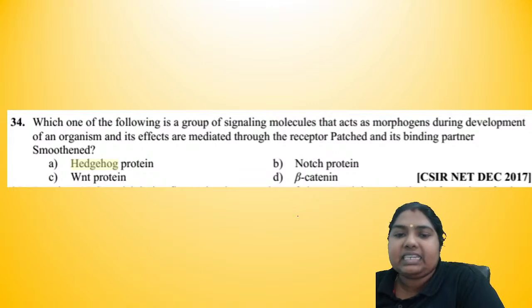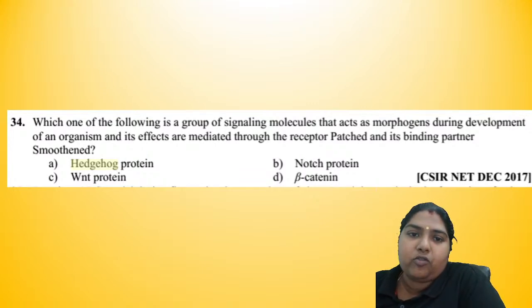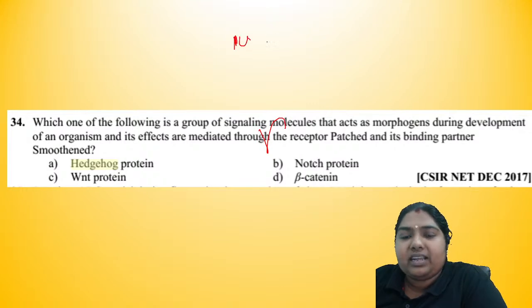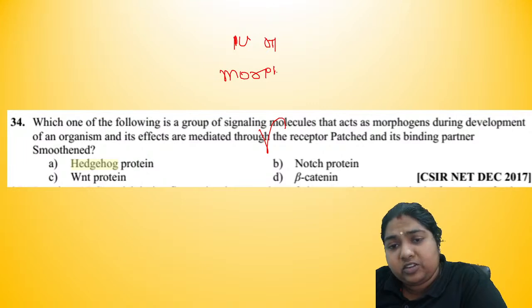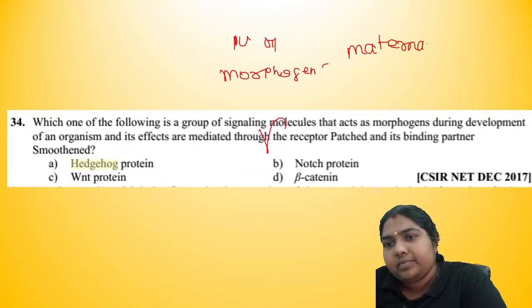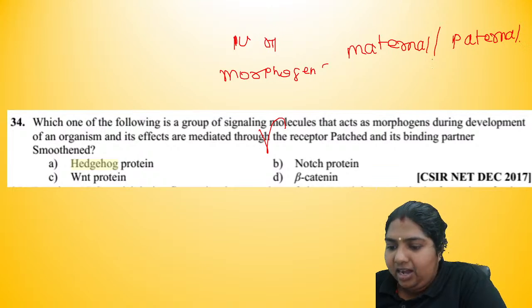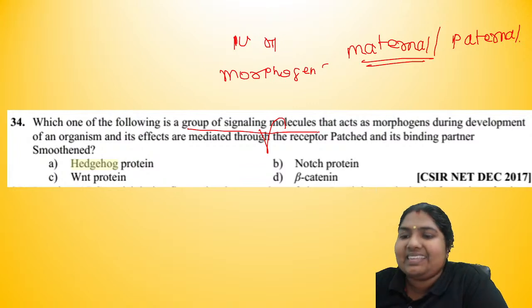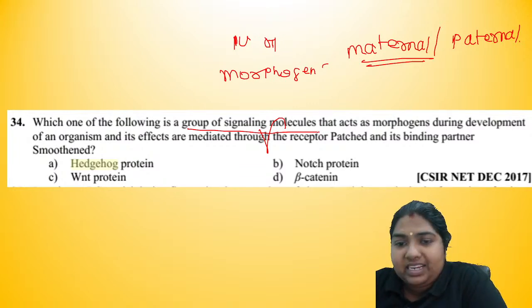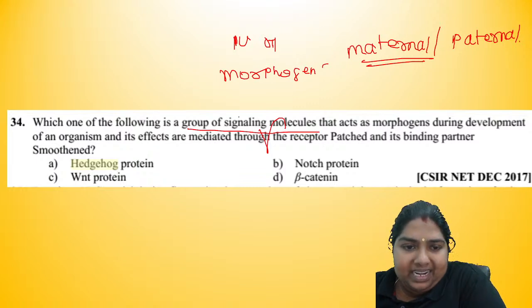Okay, the next thing we have to move to is morphogen. Is morphogen cytoplasm based, or on what basis will this morphogen come? Is it based on maternal or paternal? Morphogens are cytoplasmic maternal molecules, isn't it? Which one of the following? It is a group of molecules, yes everybody, that act as a morphogen during the development of the organism.